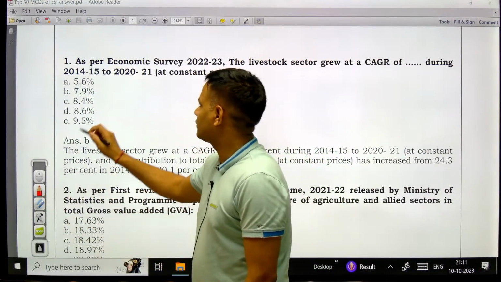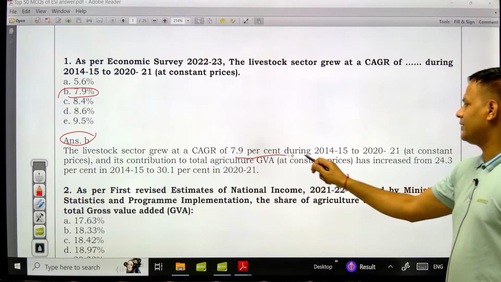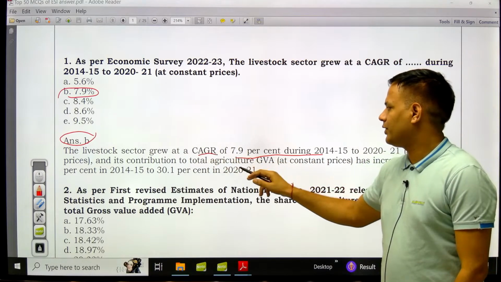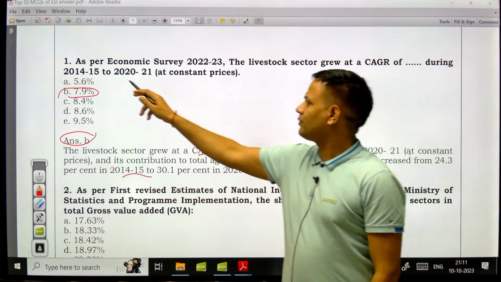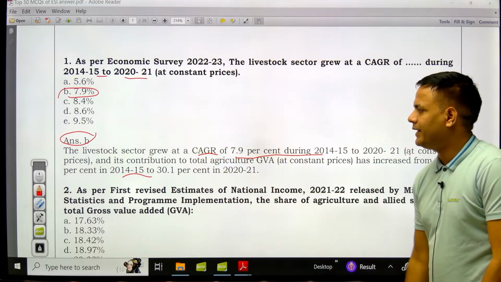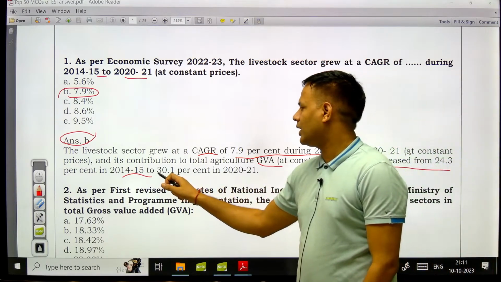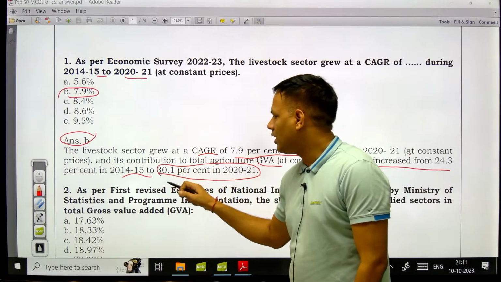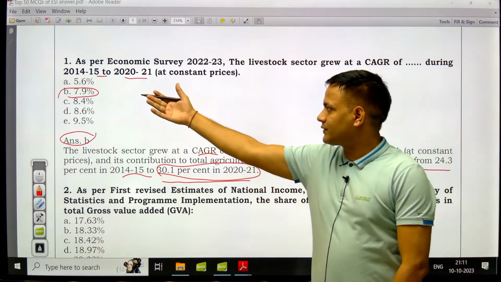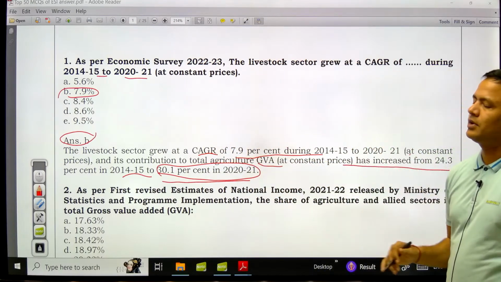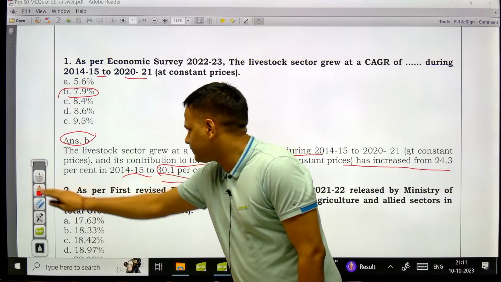So this is the answer for this question. As per the Economic Survey, answer B, 7.9%. 7.9% is the CAGR during 2014-15 to 2020-21, and its contribution to total agriculture GVA has increased from 24.3% to 30.1% in 2020-21. So this figure is also important. This data can also be asked in the exam, and this compound annual growth rate is also important. So the Economic Survey is very important, so you have to take care of these facts.